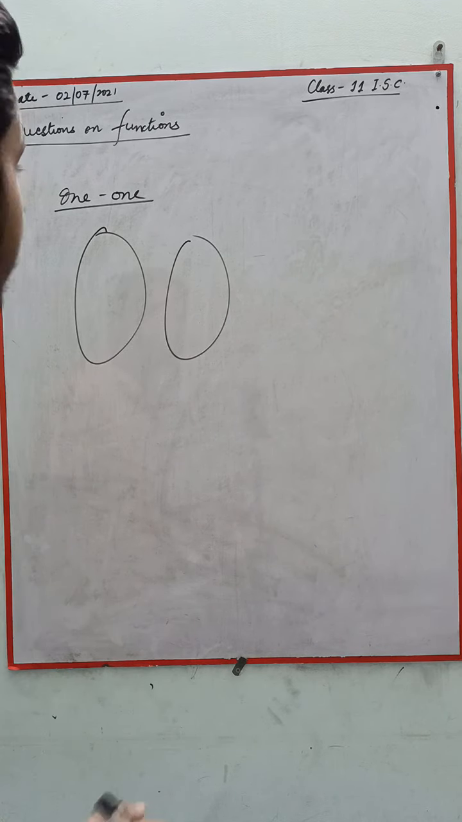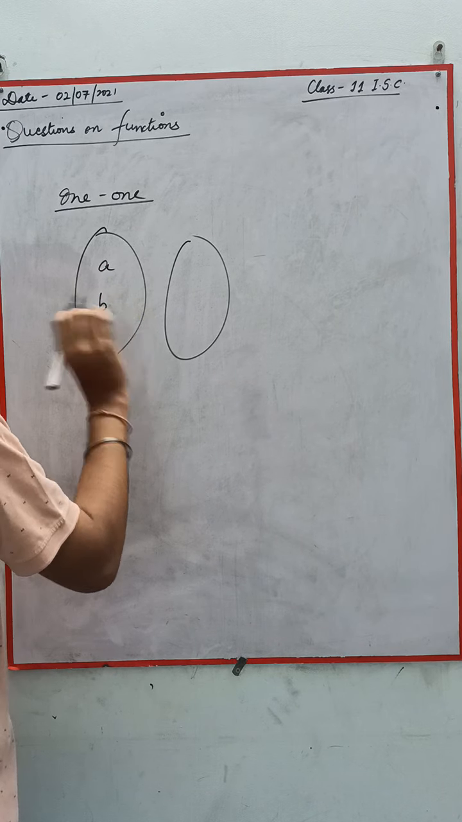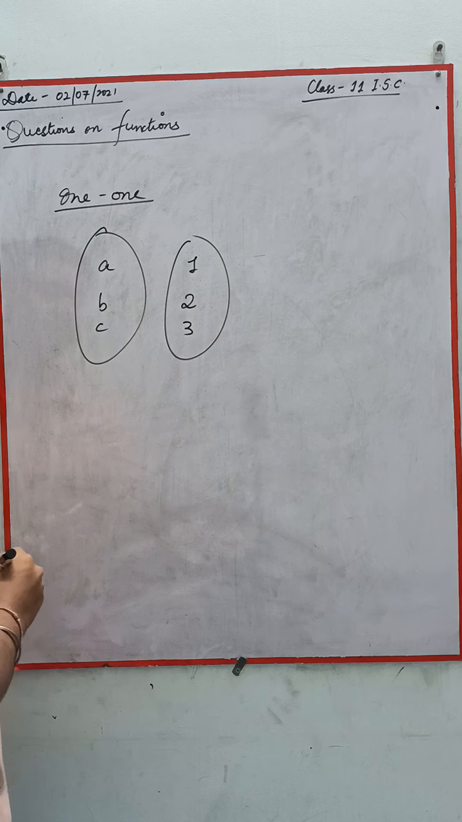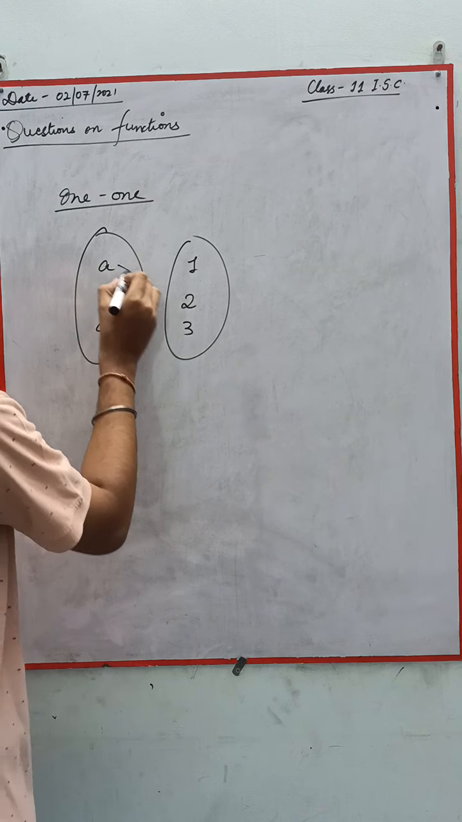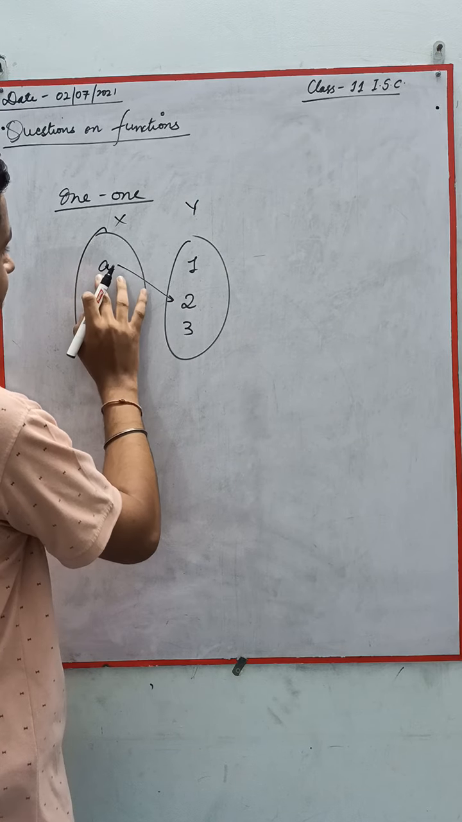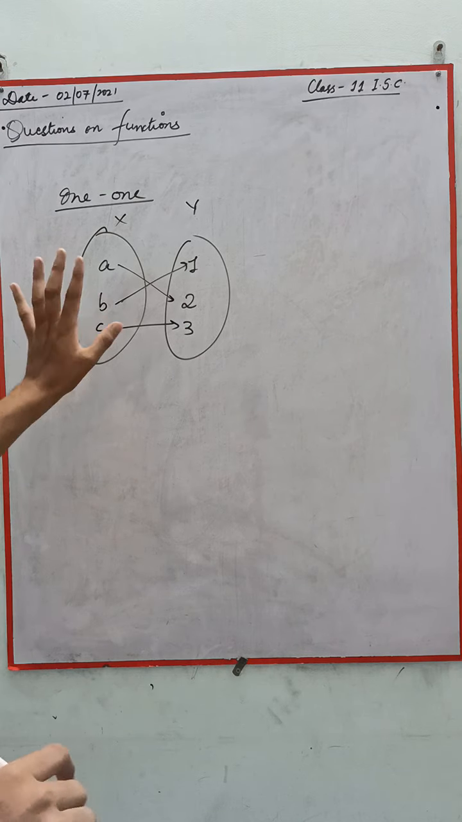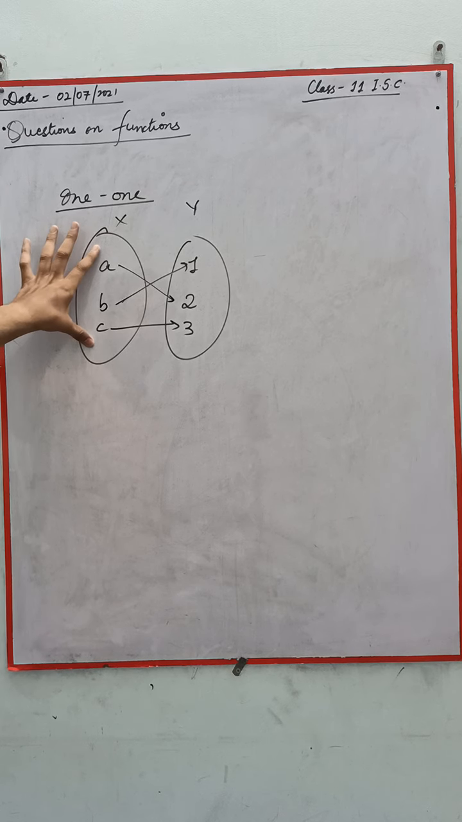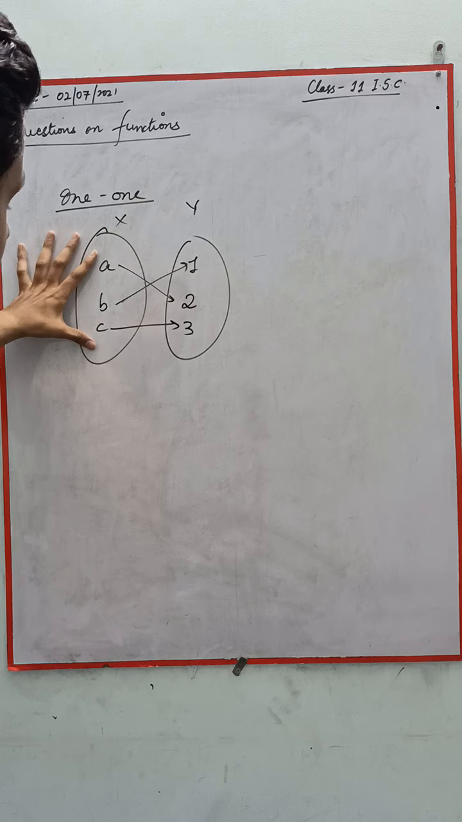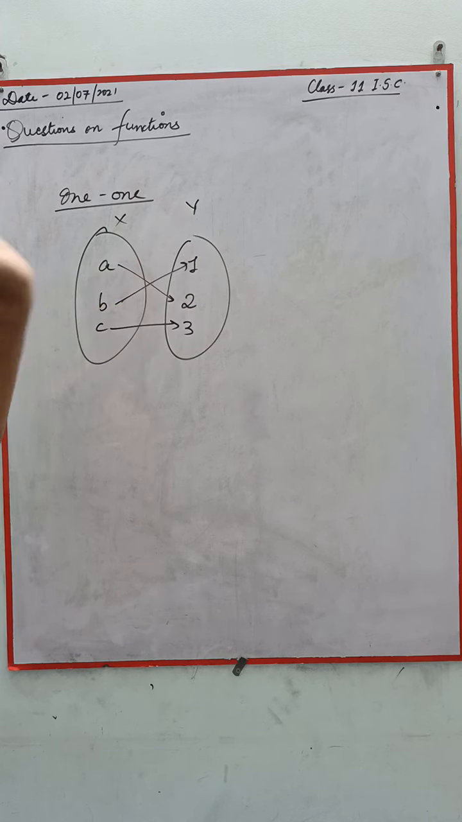If I'm taking a, b, c here and 1, 2, 3, I'm making a mapping from x to y. There is a set x having values a, b, c and y having values 1, 2, 3. If your mapping is such that all the elements of x have some image in y, this is the perfect example of a one-one function. We can say that a function is one-one if and only if different elements of x have different images in y. This is an example of a one-one function.